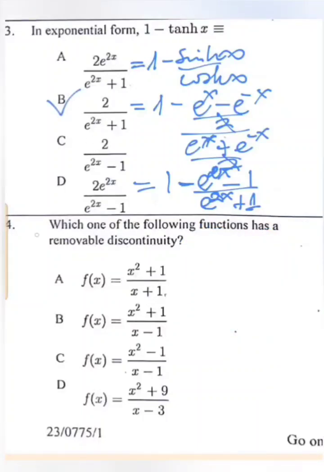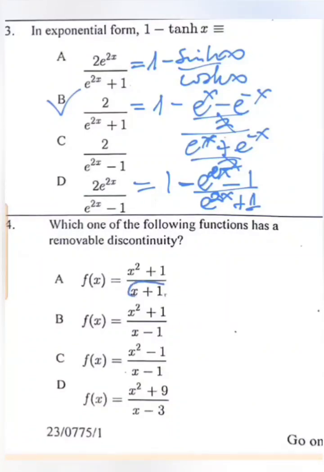For the fourth question, we have: which one of the following functions has a removable discontinuity? Questions involving removable discontinuity are common in further mathematics paper 1, and most of the time you have rational functions where the polynomial at the numerator has a higher degree than the one at the denominator, usually the one at the denominator being a linear function, although you could have cases of higher degrees.